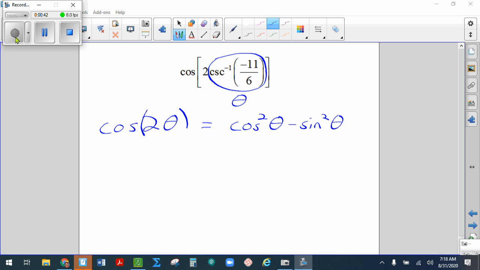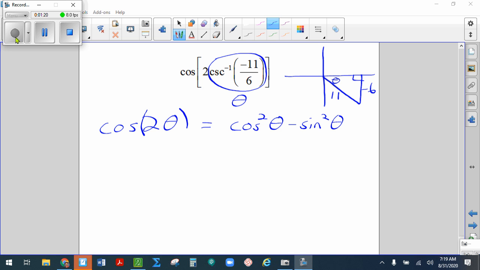So I'm going to draw a quadrant triangle. It says the cosecant is equal to negative 11/6. Cosecant is the reciprocal of the sine function. And the sine function for inverses goes in quadrant 1 and quadrant 4, from negative pi over 2 to pi over 2. So I'm going to draw this in quadrant 4. I'm not going to draw it to scale. And I'm going to call this theta. And so the cosecant is negative 11/6, which means the sine is negative 6/11.